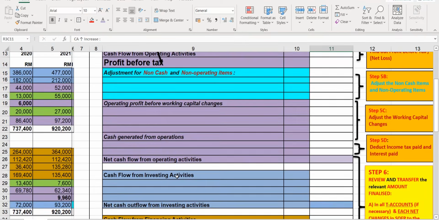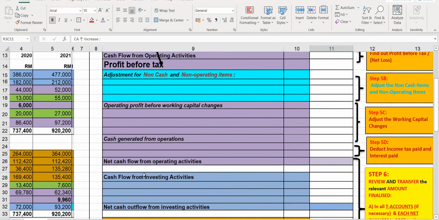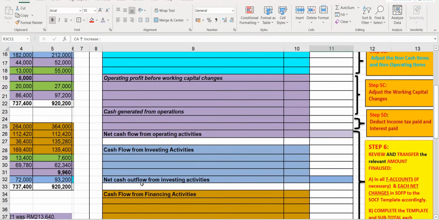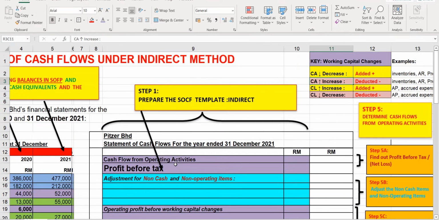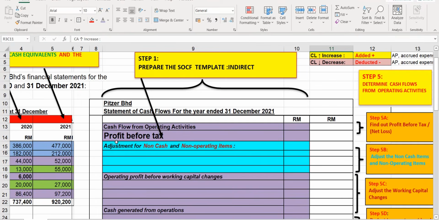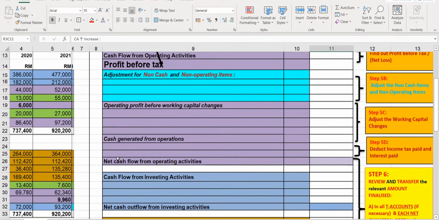So the first section is operating activities, section 1. The second section is investing activities, section 2. And the third section is the cash flow from financing activities. So that was the template that you have prepared. Make sure that you show the profit before tax or if there is any net loss. This is the template that you need to prepare first.